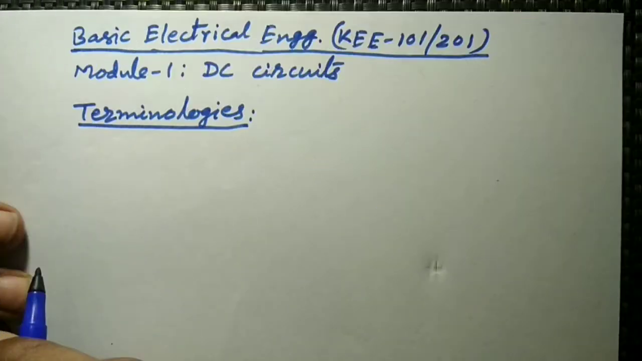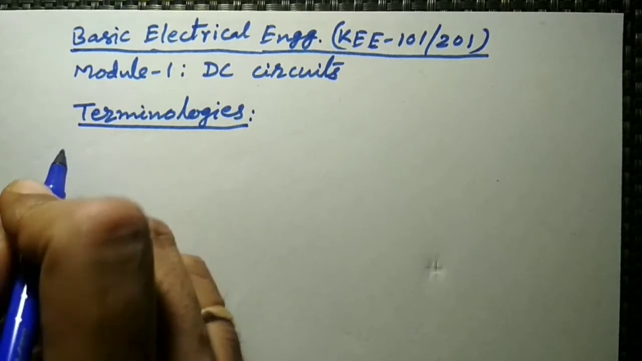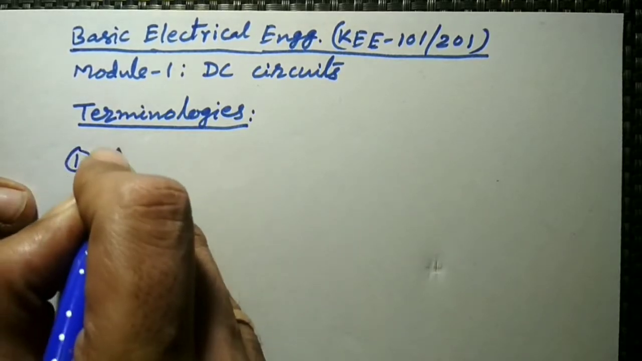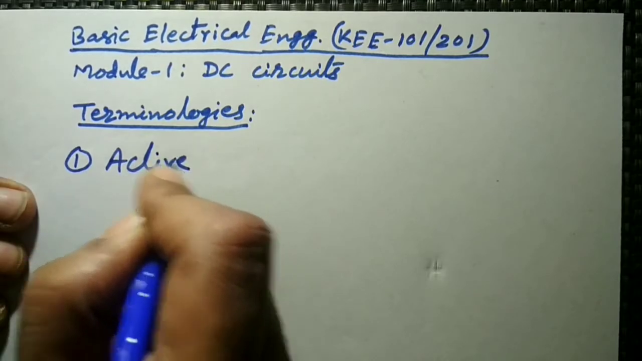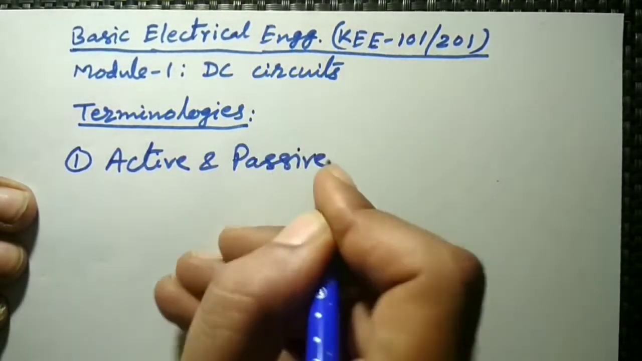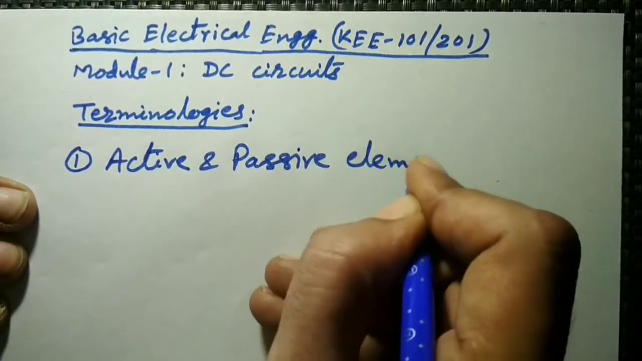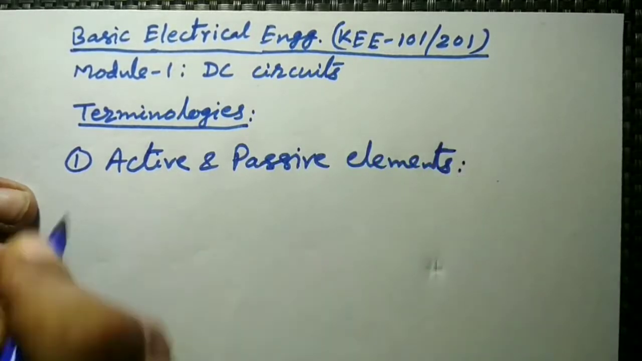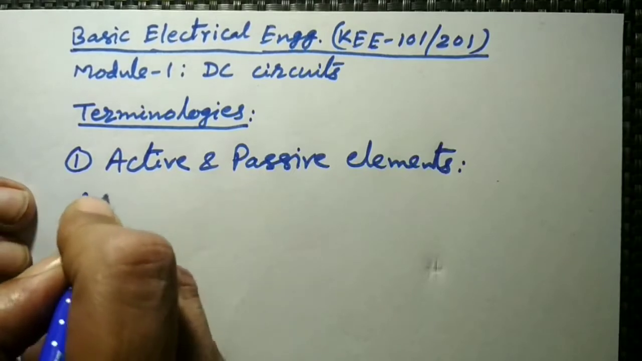Hi, welcome to Basic Electrical Engineering Module 1, that is DC circuits. Today we'll discuss some terminologies. The first one is the active and passive elements. So what is an active and passive element?